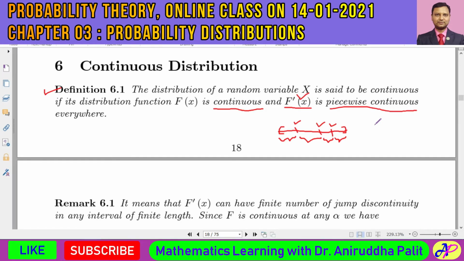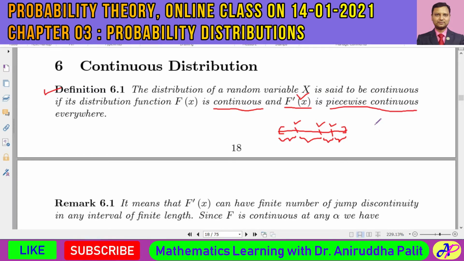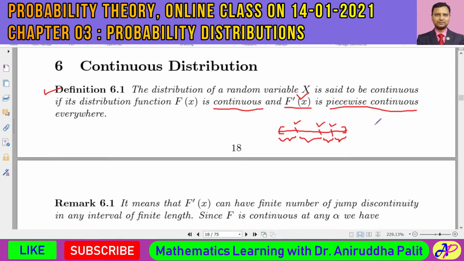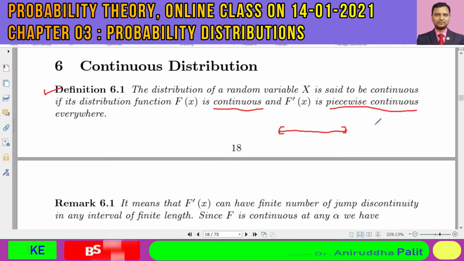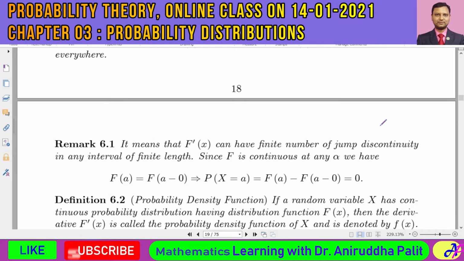Got it? So if the distribution function of a random variable is a continuous function and its derivative is a piecewise continuous function, then that kind of distribution is called a continuous distribution. Now let's try to find out some features of continuous distribution.